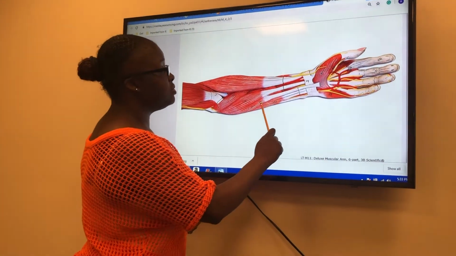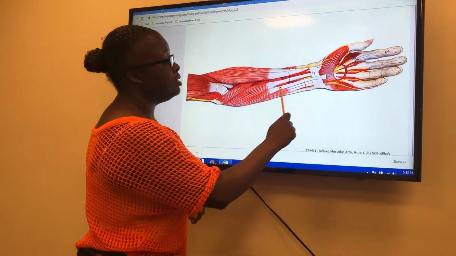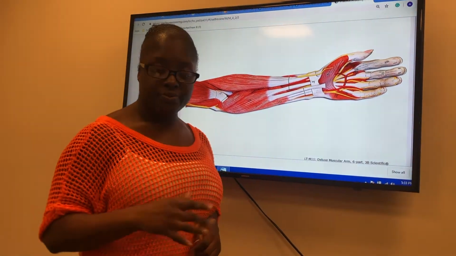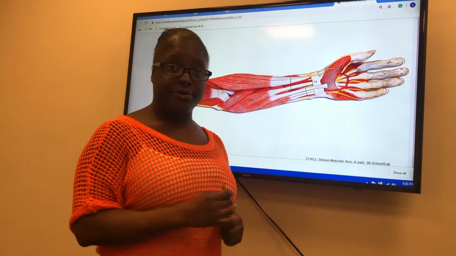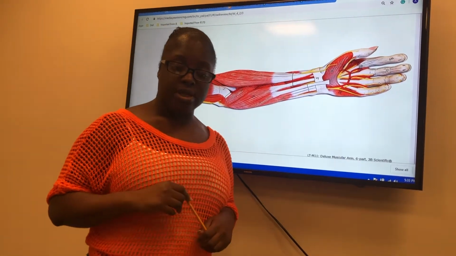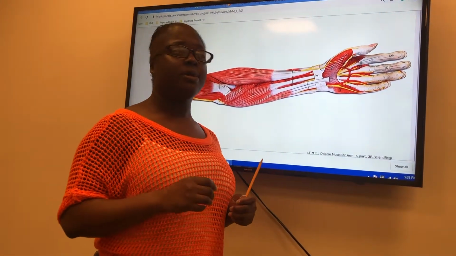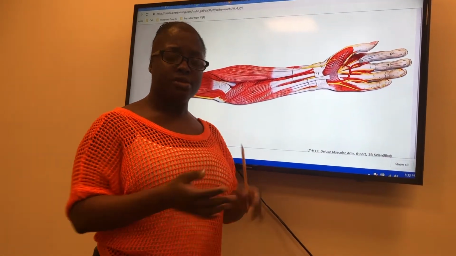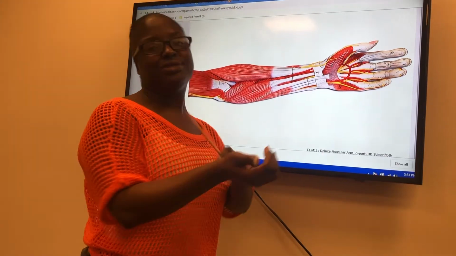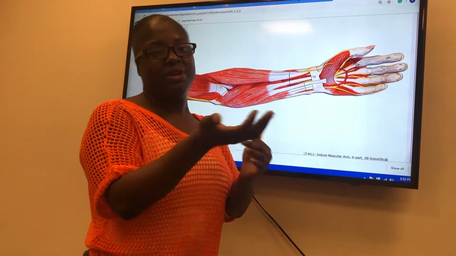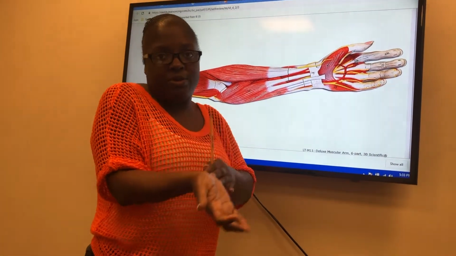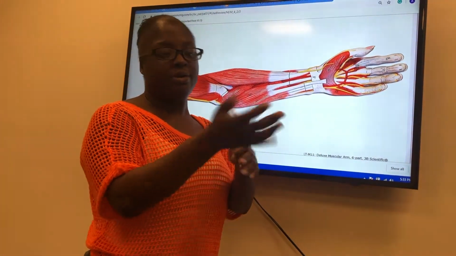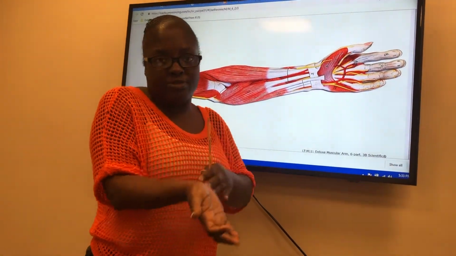Palmaris longus. The origin is the epicondyle of the humerus, and it's in the median nerve. The insertion is in the palmar aponeurosis, in the palm of your skin. And the action is weak wrist flexion. I don't really know, just a weak, yeah.